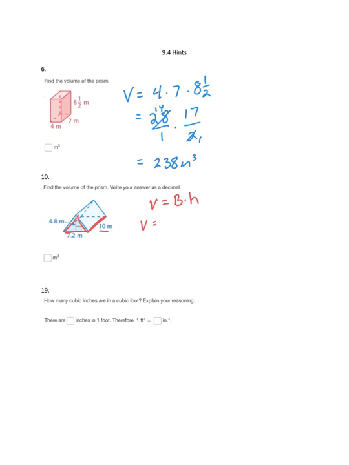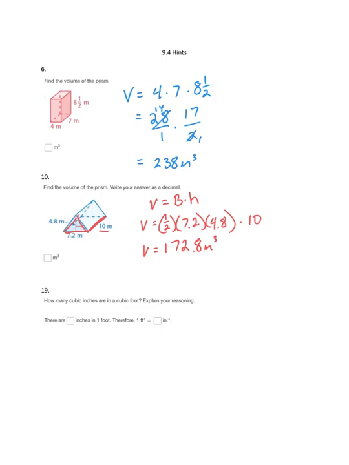The area of the base in this case is 1/2 times 7.2 times 4.8. We're going to multiply that times the perpendicular height, which is 10. So I'll simplify this. 7.2 times 4.8 times 0.5 is 17.28. I multiply by 10 and I get 172.8 cubic meters.